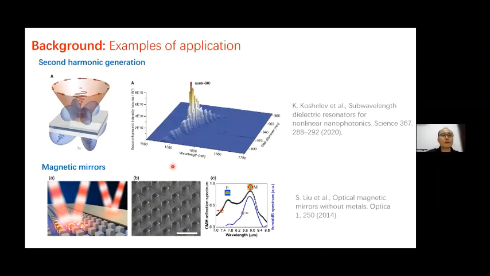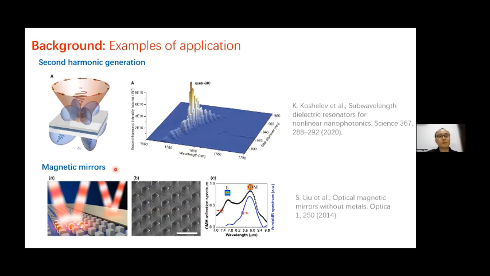Meanwhile, nanoparticle scattering is also very useful. For example, a single nanoparticle has been used to enhance the second harmonic generation. In this case, the shape of the nanoparticle and also the size of the nanoparticle should be carefully designed, such that the enhanced harmonic generation is reached at a particular wavelength.